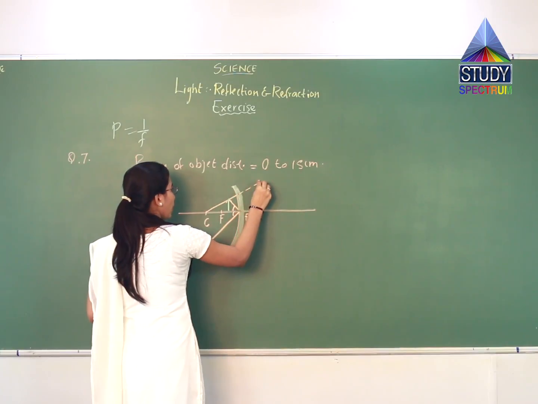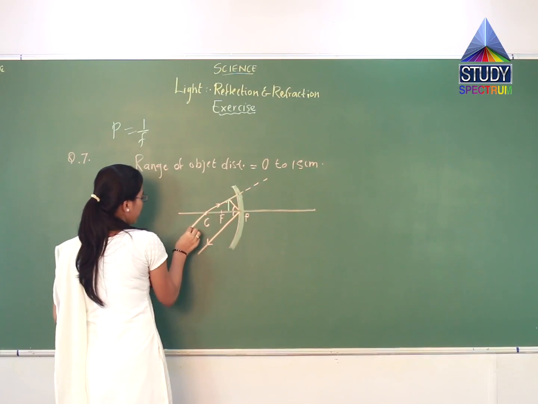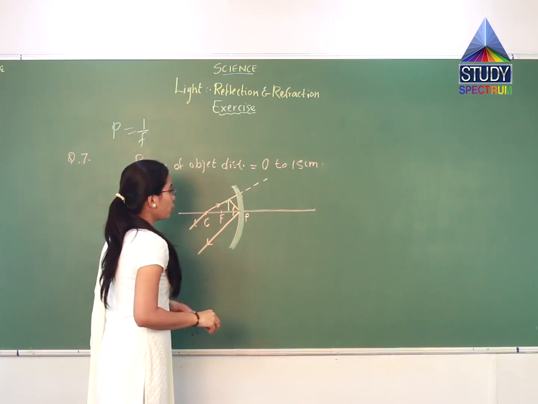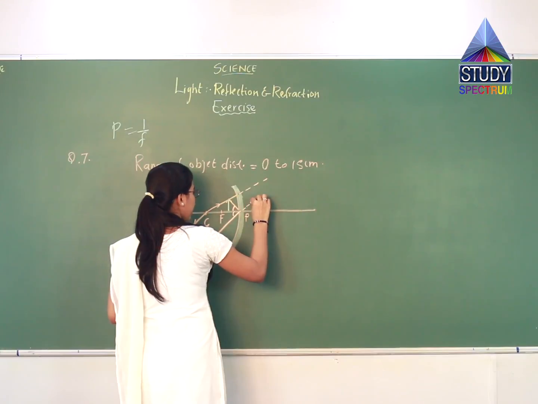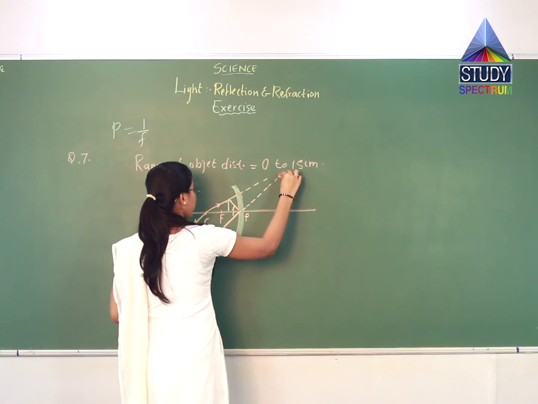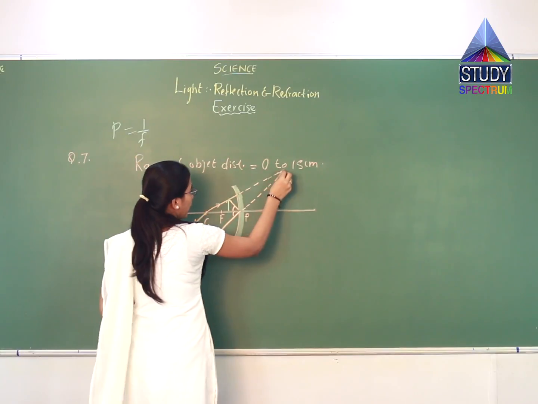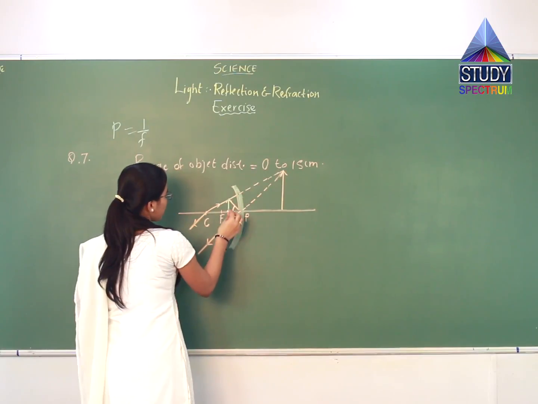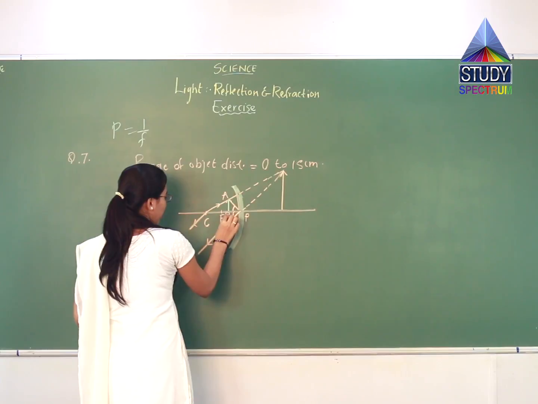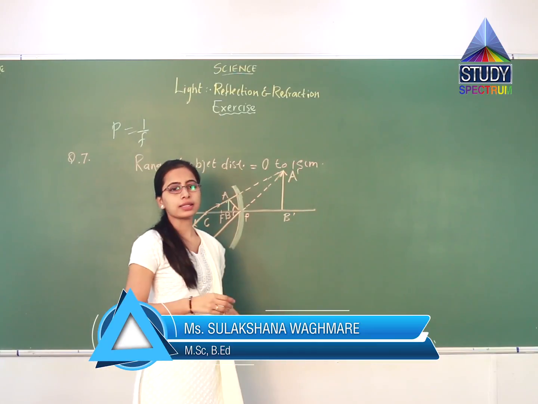Since it is traveling through the center of curvature, it will be reflected back like this. So here if we extend the rays, you will find that at some point both the rays will coincide with each other and we will get the image here. So suppose this was the AB object, so we will get A dash B dash as the image.